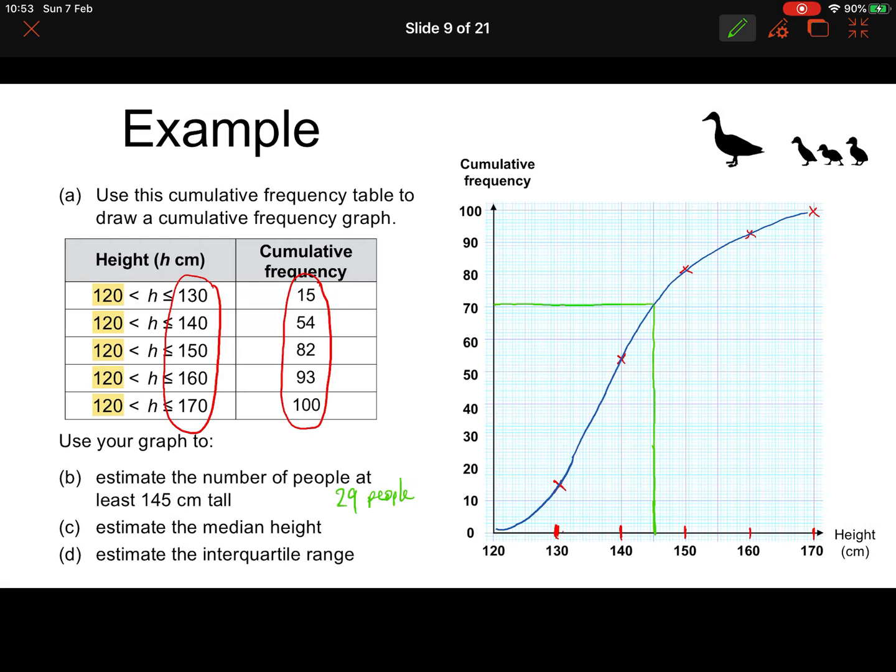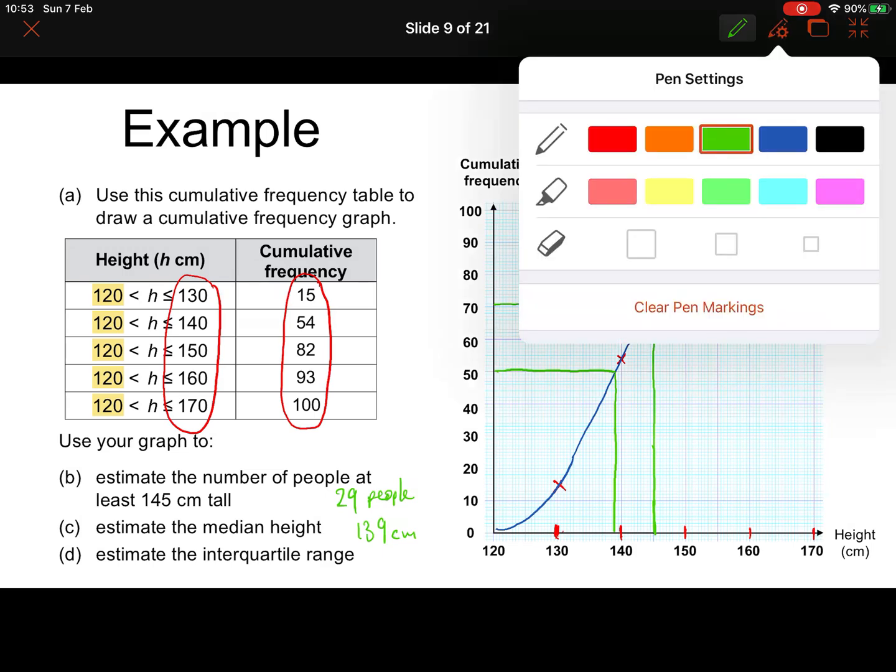Estimate the median height. Well, the median height is the 50th person. So we're going to read off 50 on the cumulative frequency this time, and then read off what we've got. I think that's 139. So the median height is 139 centimetres.